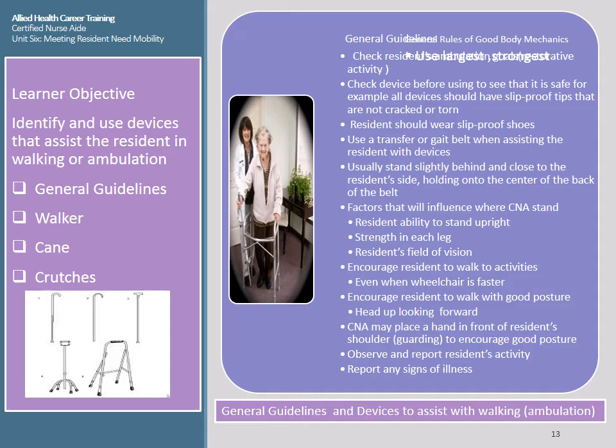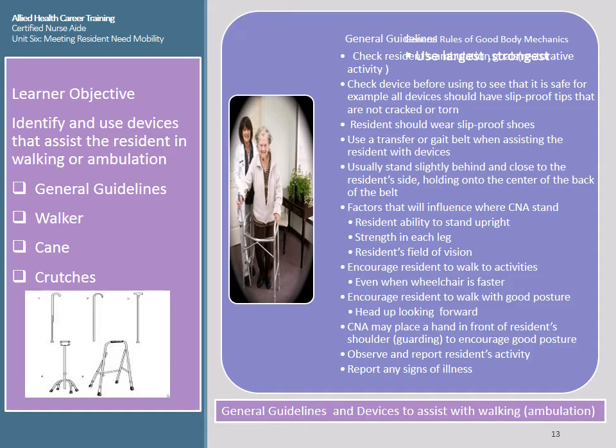There will be devices that assist the resident in walking or ambulating. We need to understand these general guidelines when using a walker, a cane, or crutches. Some of these general guidelines are: check for the resident's ambulation goals or restorative activities. Again, we will talk about the care plan later on in this unit. Check the device before using it to make sure that it is safe. For example, all of the above devices should have slip-proof tips that are not cracked or torn.